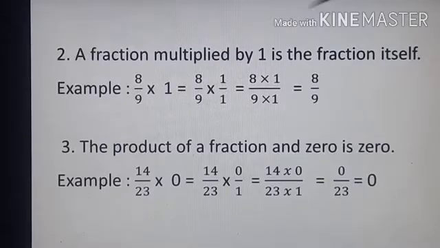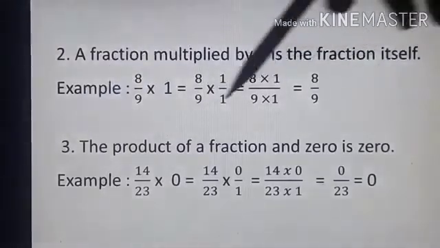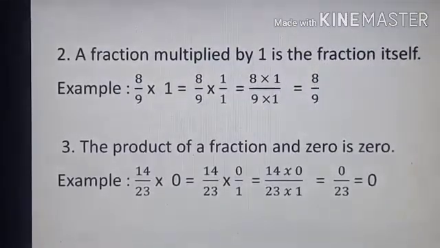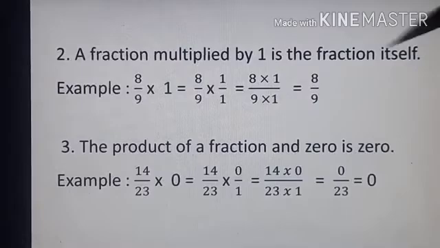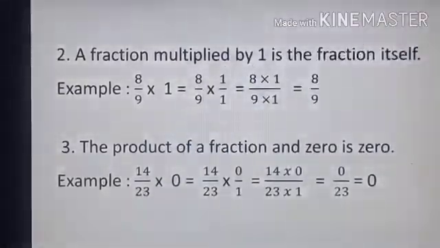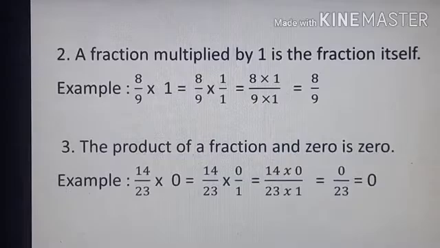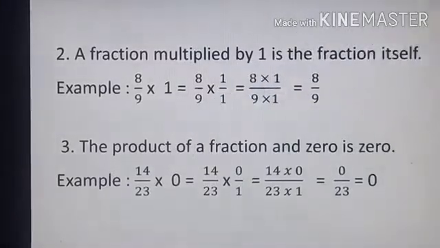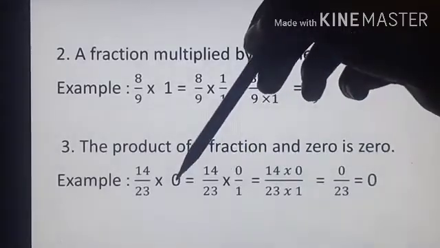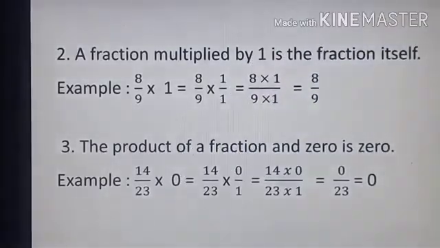Now third property. The product of a fraction and 0 is 0. Means when we are multiplying the product with 0, we will get always 0. See how it is there? 14 multiplies 0. 0 can be written as 0 upon 1. Right?